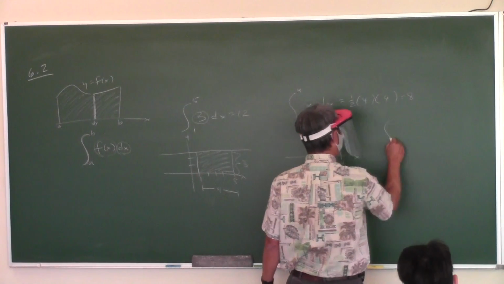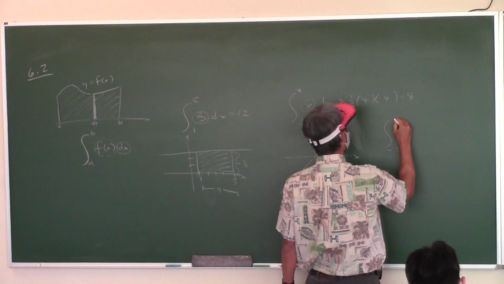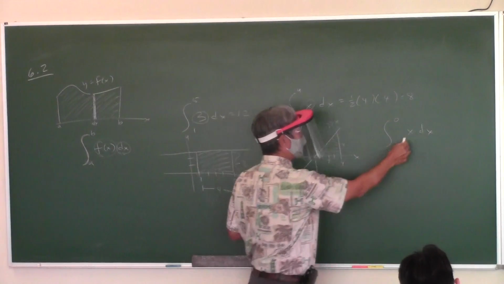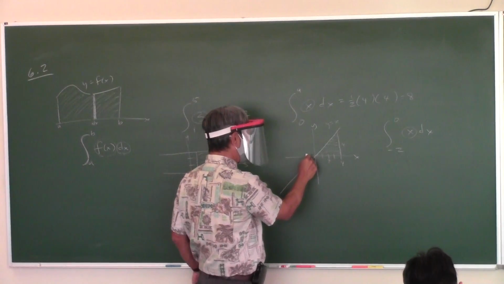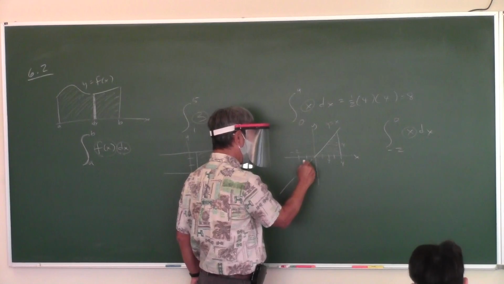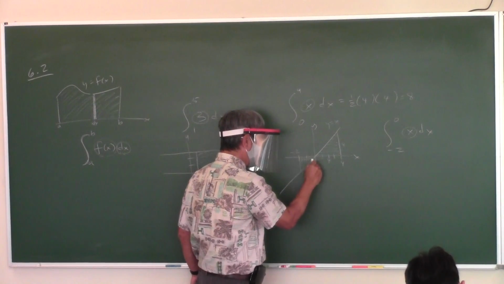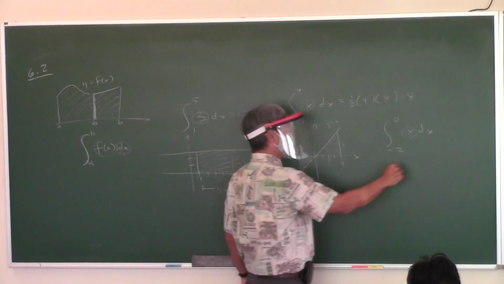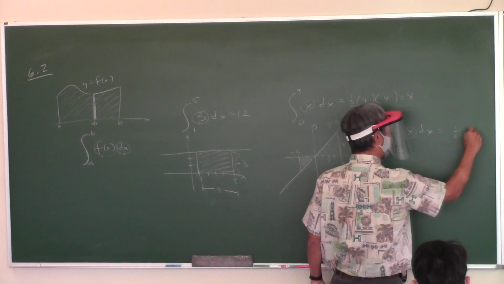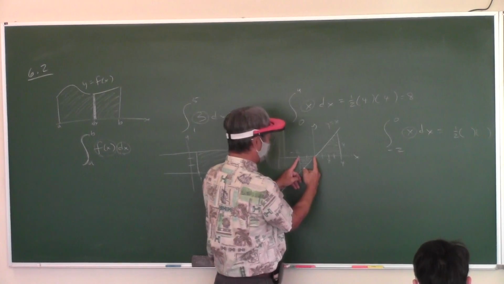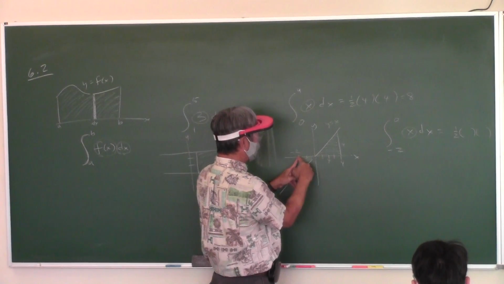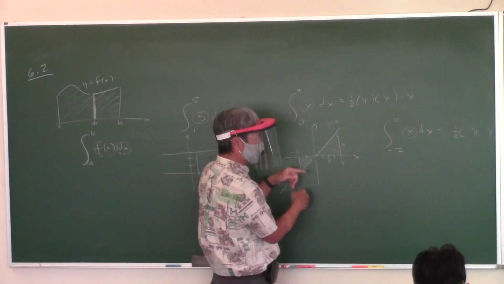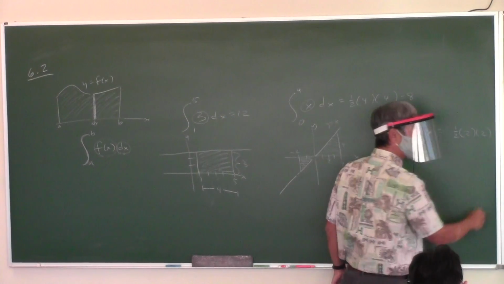Well, let's see. What is the integral from -2 to 0 of x dx? Okay, well, it's the same graph, y equals x, except we're going from -2 to 0. So draw in this. Now we need to compute the area of this triangle. That's easy, Mr. Park. It's 1/2 base times height. What's the base? How far is it from -2 to 0? 2. What's the height? 2. So 1/2 times 2 times 2, is that the answer?